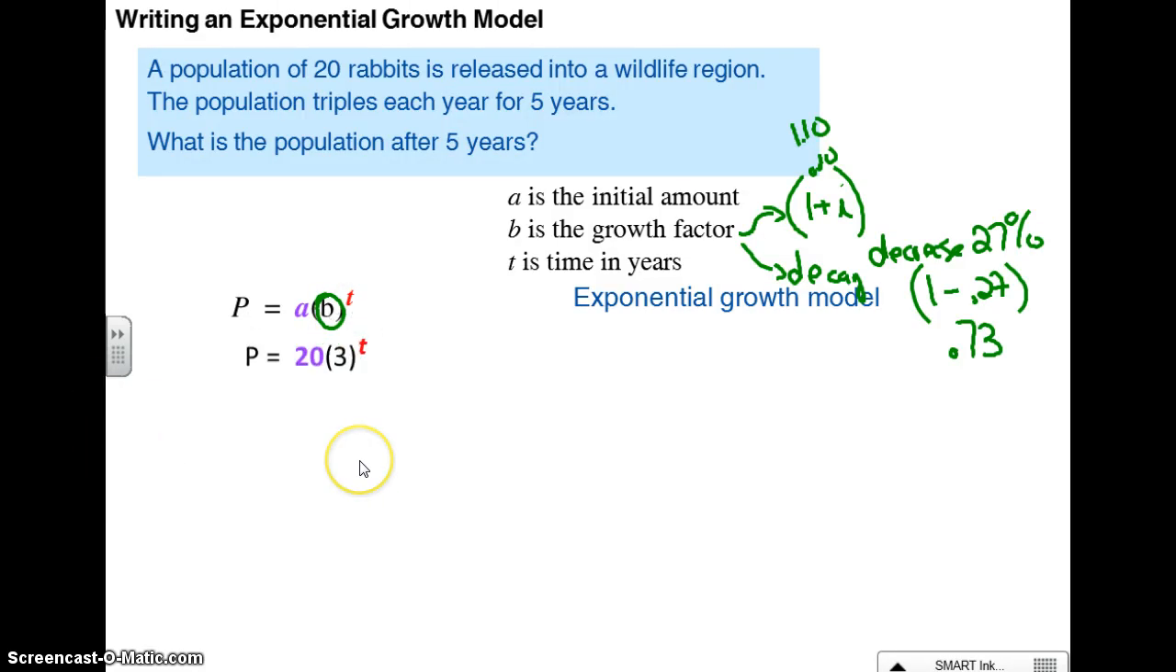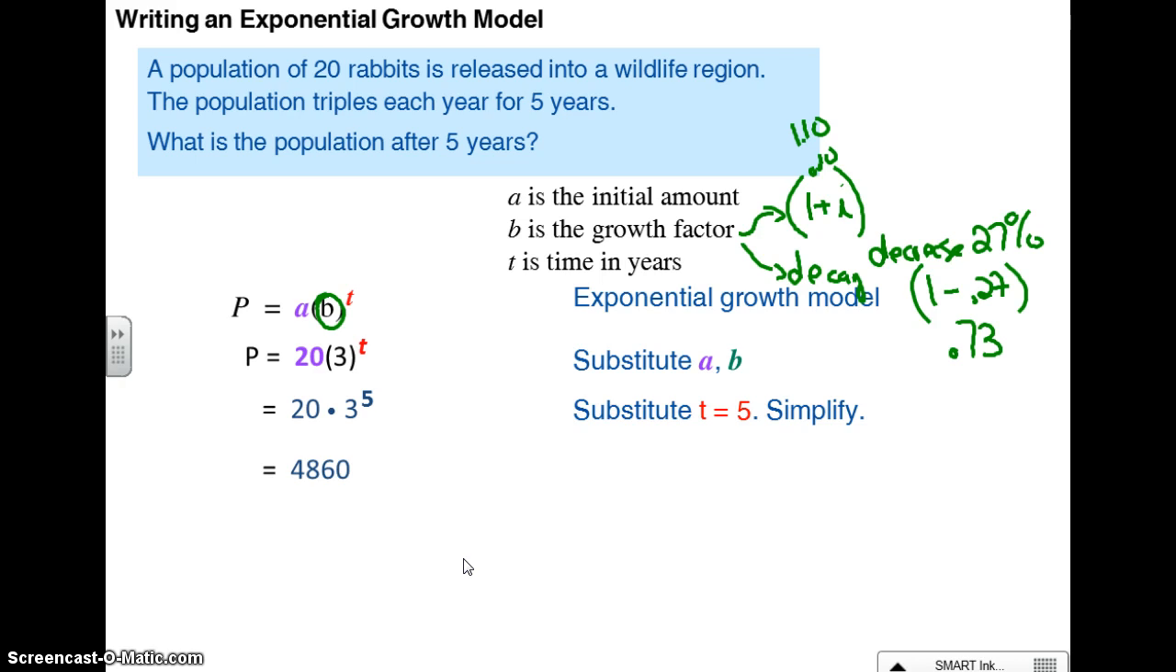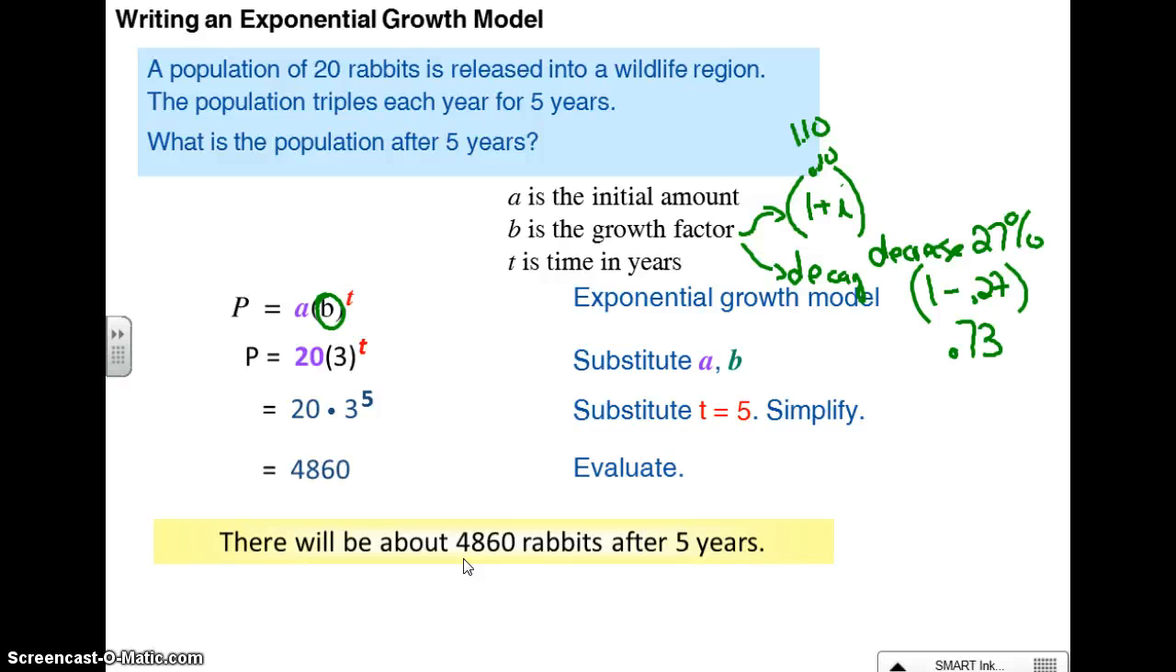In this case, we start with a population of 20. That's my initial value. My growth is all about tripling, so it's 20 times 3 to the t. We substitute a and b there, and now 5 years from now, it will have tripled 5 times, so we get 4,860 rabbits. Wow, that'd be like Canmore, Alberta, where they've got lots of rabbits. So there'll be about 4,860 rabbits in 5 years.